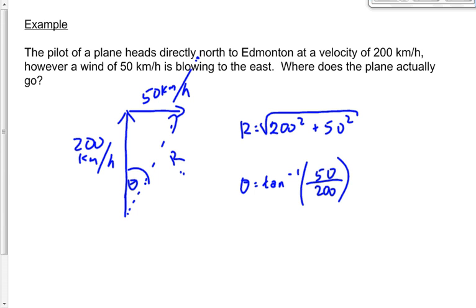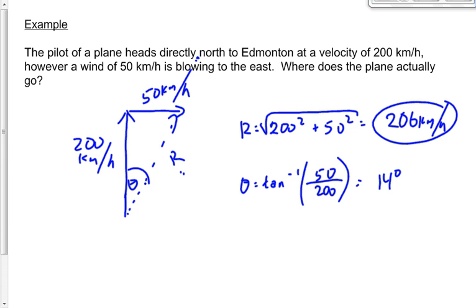Let's figure this out. I get 206 here. We're not worrying about sig figs right now so much. 206 kilometers per hour. So we're aiming at 200, but because of this wind, we actually end up going at 206. Okay, that's not a surprise. Sometimes wind speeds you up and sometimes it slows you down. Let's figure out what this angle is too. I get 14 degrees.